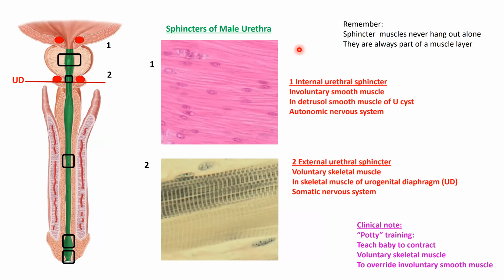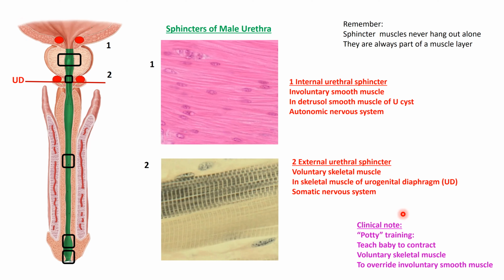Okay, let's talk about sphincters. Very important that you know sphincter muscles never hang out all alone. They are always part of a muscle layer. So what does it mean? The internal urethral sphincter, which is your involuntary smooth muscle, you cannot control because it's controlled by the autonomic nervous system. It is really part of the detrusor smooth muscle of the urinary vesicle. It's part of this detrusor muscle.